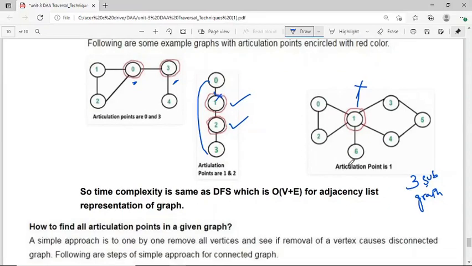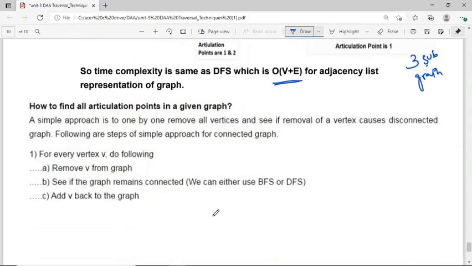So the time complexity is the same as DFS, which is order of vertex plus edge for the adjacency list representation of the graph. So what is the time complexity of depth first search? Order of V plus E, that is vertex plus edge. Now the question is how to find all articulation points in a given graph.